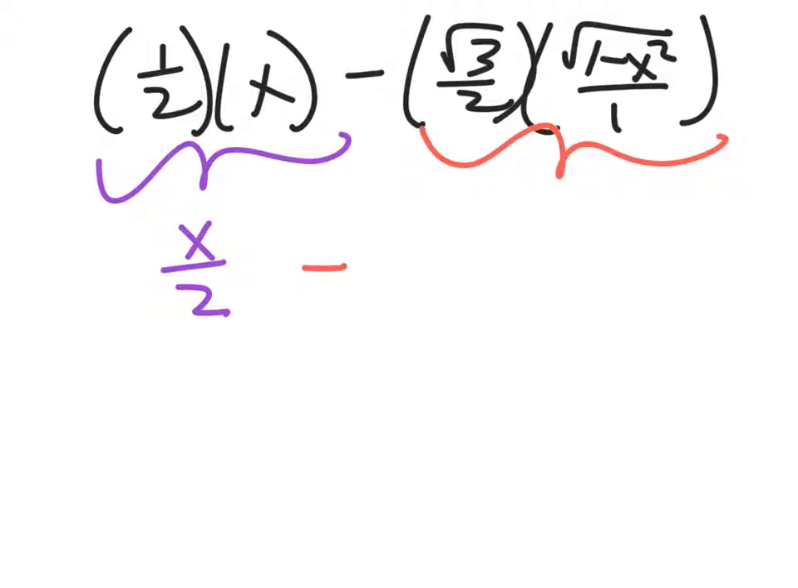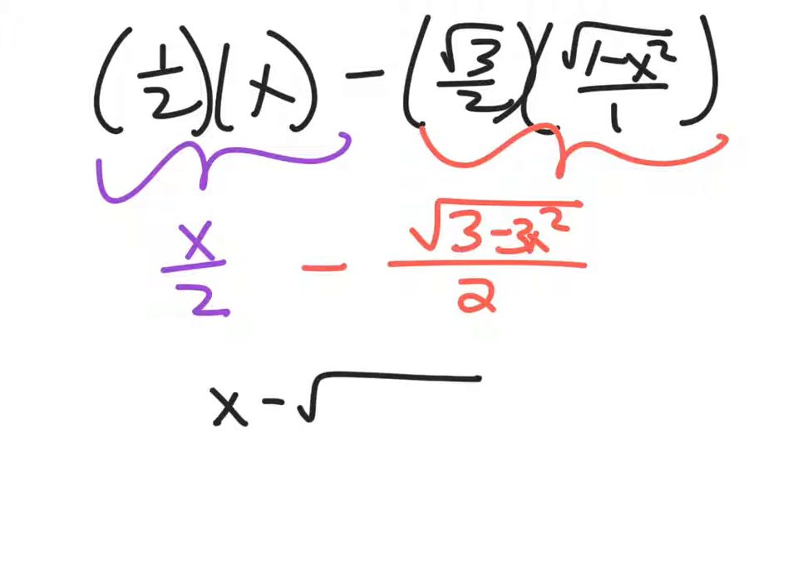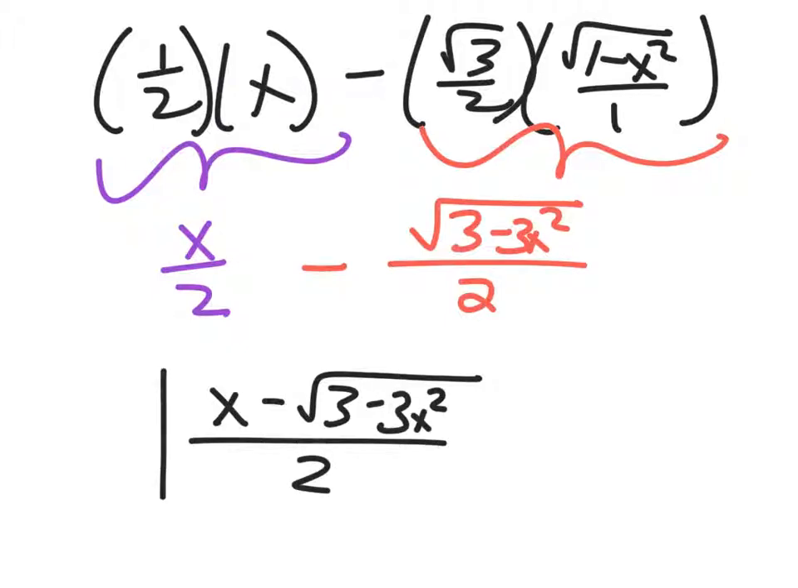Okay, so that simplifies to square root of 3 minus 3x squared over 2. And then, again, just write it as 1 over 2 times x minus square root of 3 minus 3x squared over 2.